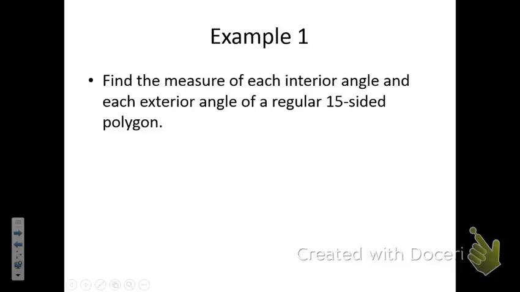So in our first example, we're going to use those formulas that we just looked at, and it wants us to find the measure of each interior and each exterior angle of a regular 15-sided polygon. So key thing here is that word regular. Now, if it just said a 15-sided polygon, I could figure out what the sum should be, but unless I know that each angle is congruent, then I cannot figure out what each angle would have to be. So the only way I know that all my angles are the same is if it tells me that it's regular. All right, so ideas.